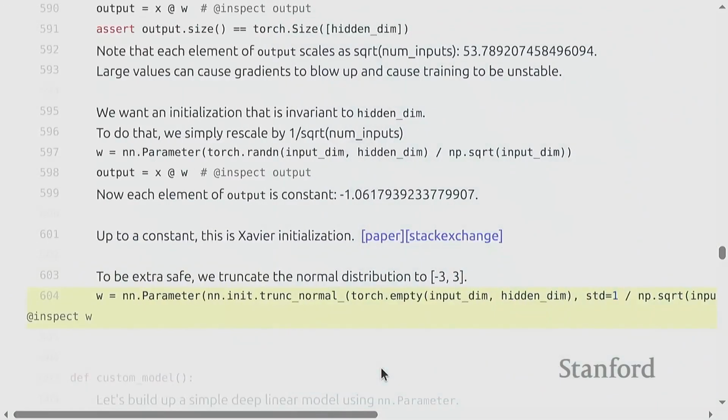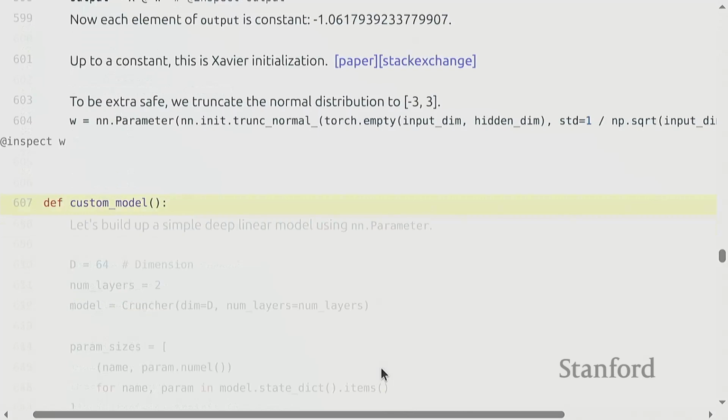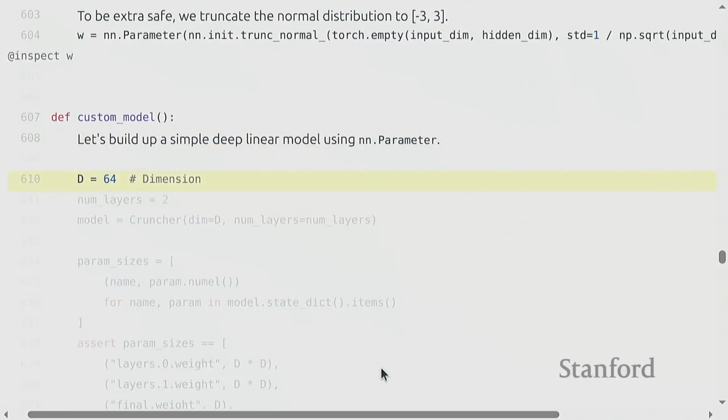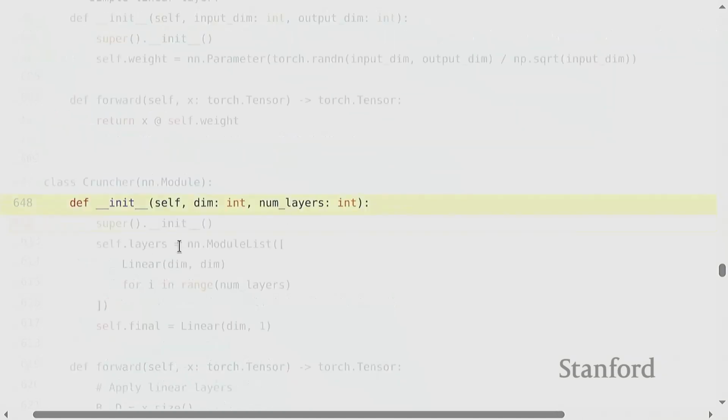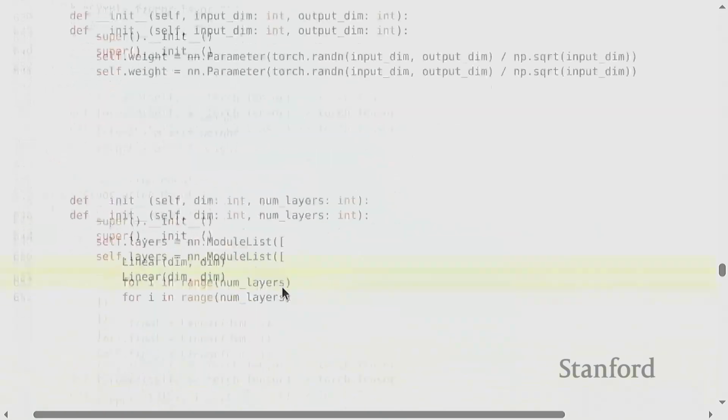Okay, so let's build just a simple model. It's going to have D dimensions and 2 layers. I just made up this name, Cruncher. It's a custom model, which is a deep linear network with num layers, and each layer is a linear model which is essentially just a matrix multiplication.